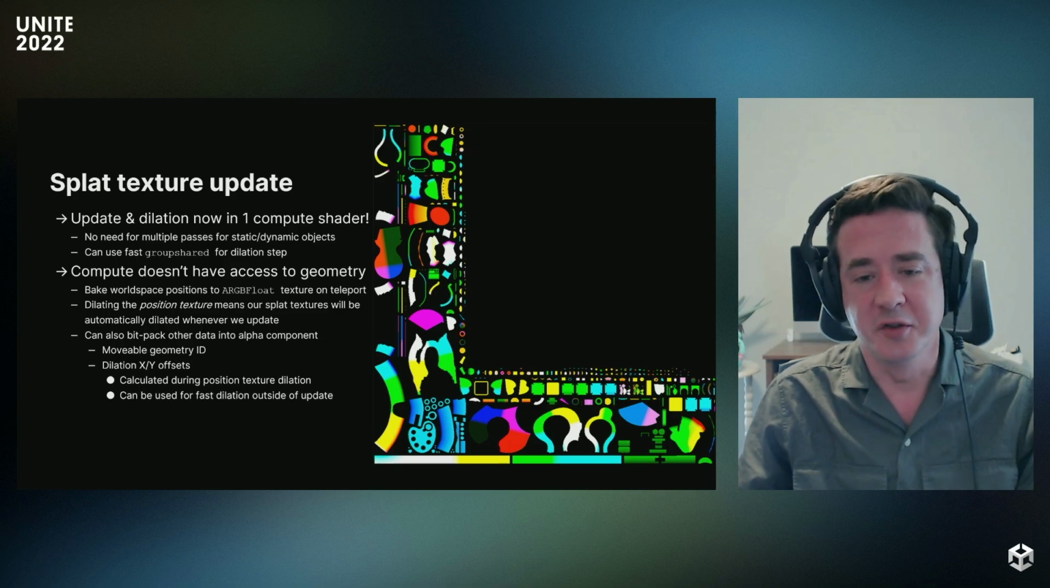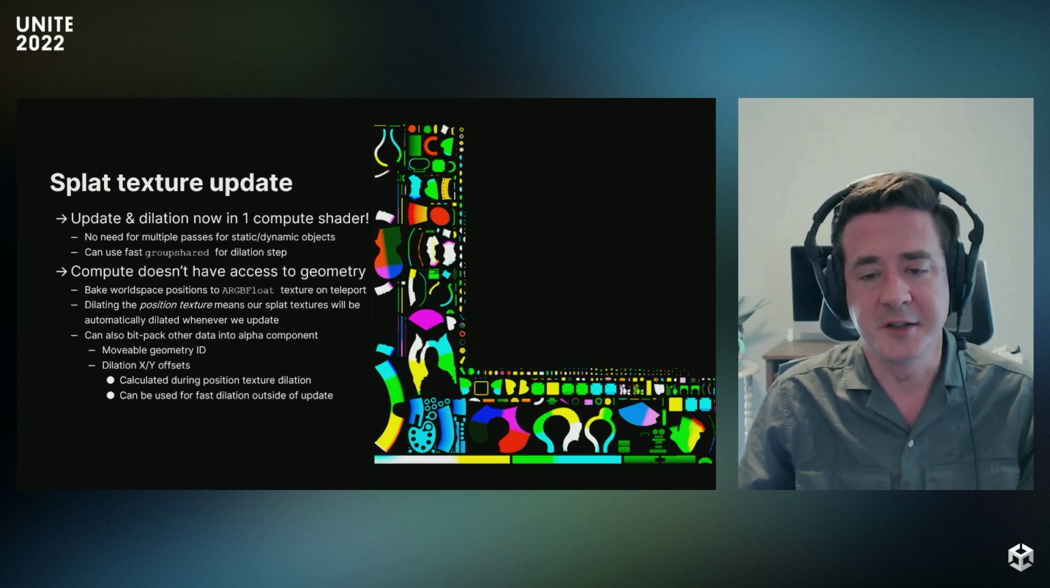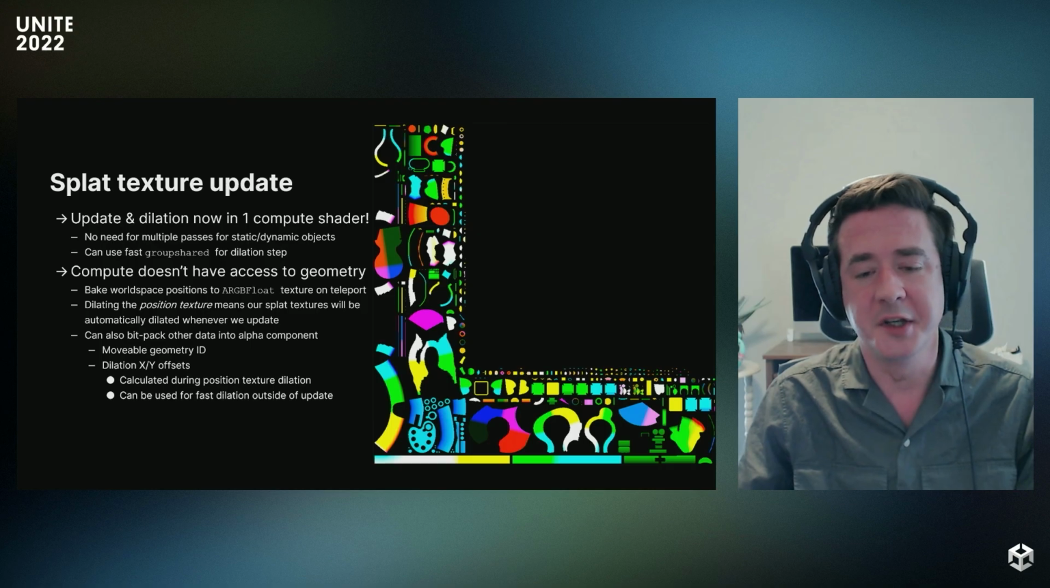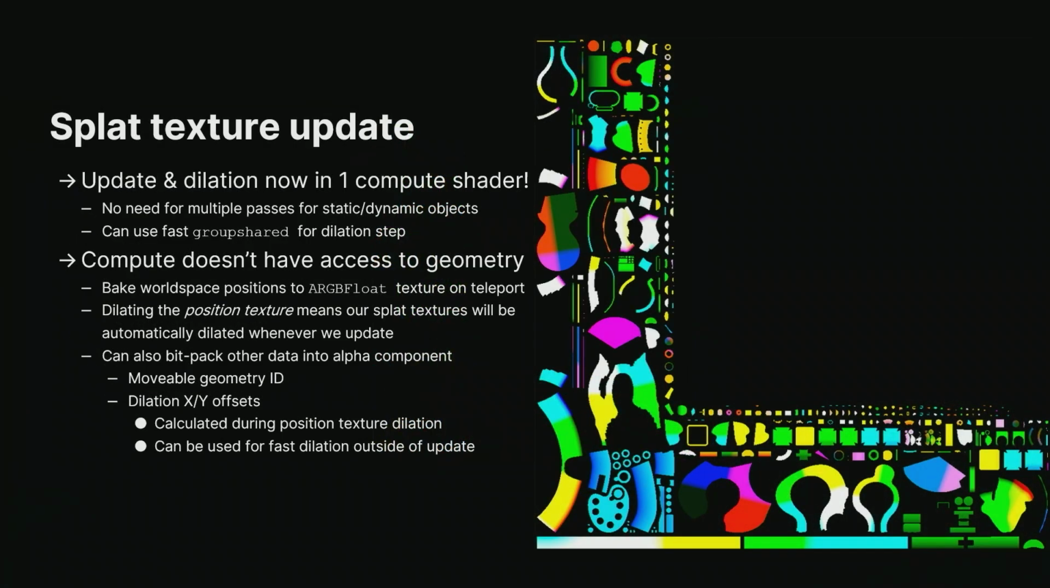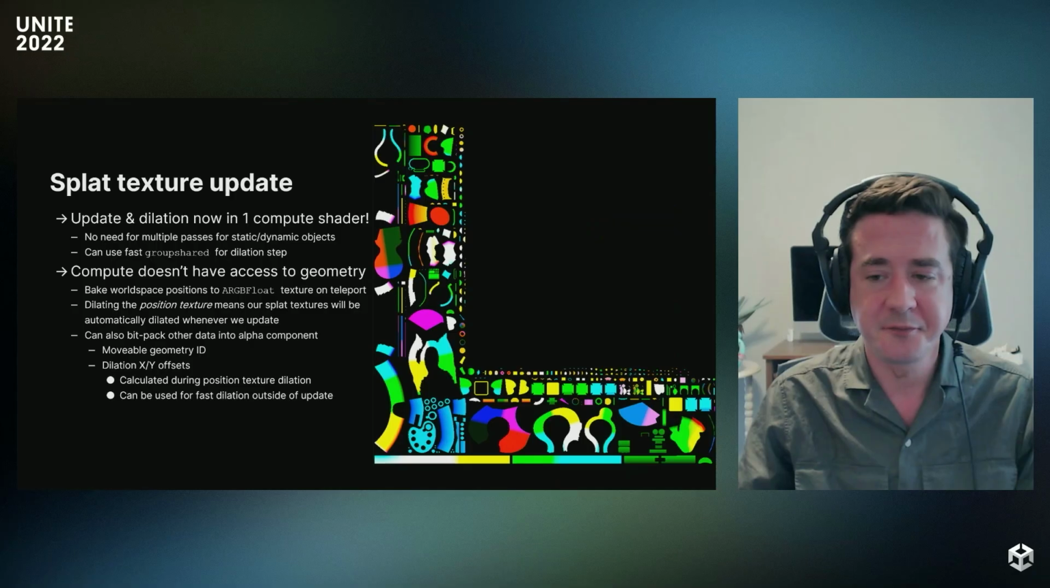The unfortunate thing, of course, is that compute doesn't have access to geometry. Whereas when we were running in the fragment shader, you would just calculate the world space position in the vertex shader, and then in the fragment shader, we would have access to that. In the compute shader, we don't have any of that information available. So what we now do is we store our world space positions in a floating point texture, and we just generate that along with the splat mesh volume when the player teleports.